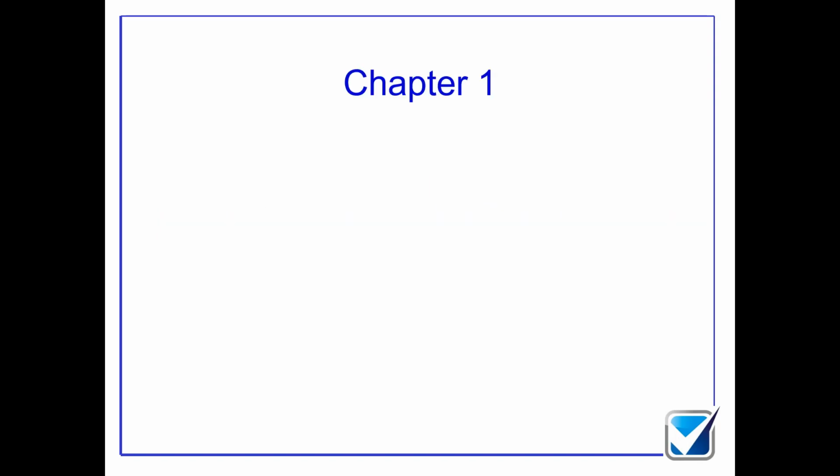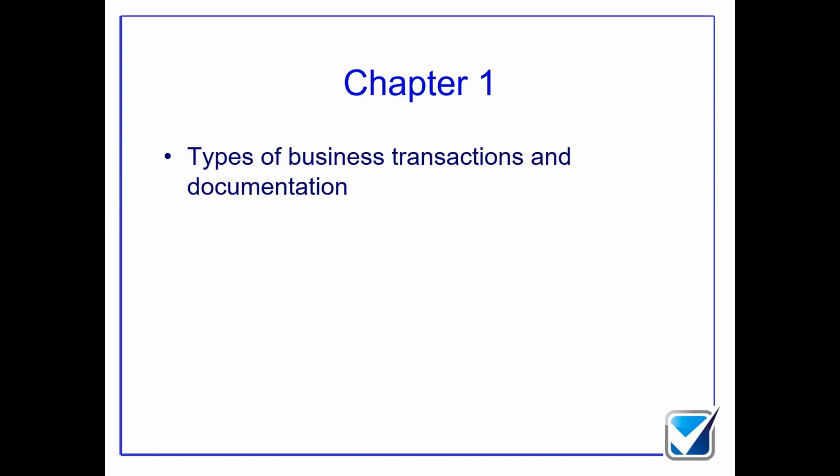Now, this first chapter we're going to look at is chapter number 1, and chapter number 1 looks at the type of business transactions we can have and the type of business documentation we can have. And then there's a little bit of a legal aspect at the very tail end of this chapter, but not a huge amount, just to give you a flavour for some of the things that are going on.